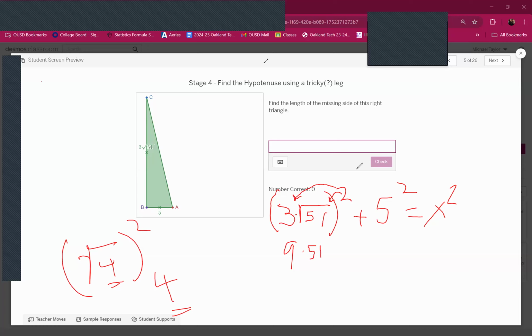And now I don't have to do any rounding. Notice I had that decimal number in there before. So this is plus 25 equals x squared. 9 times 51 is 459, plus 25 is 484. So 484 equals x squared.